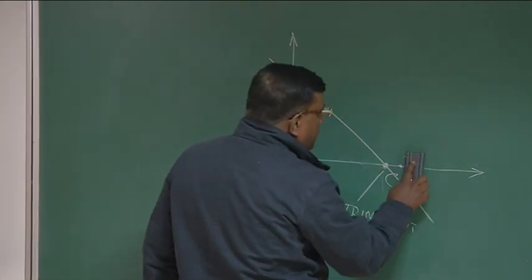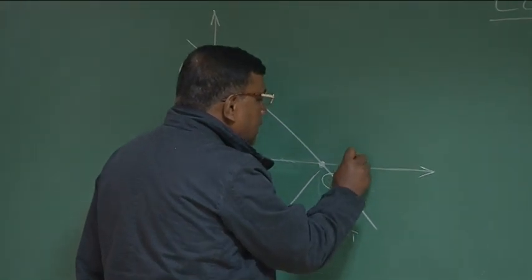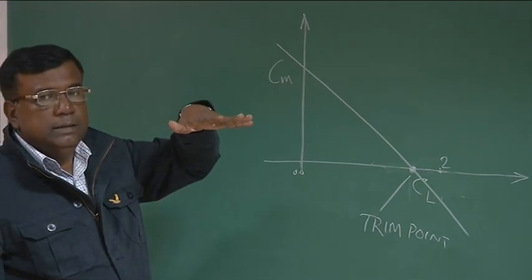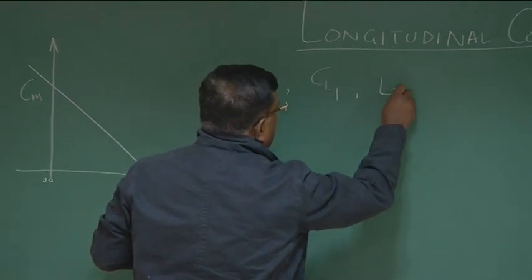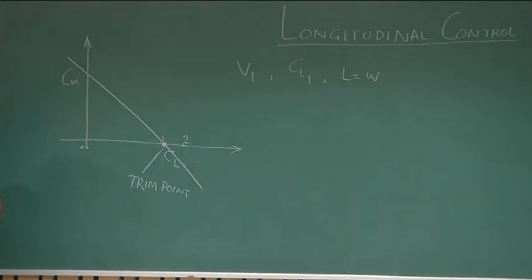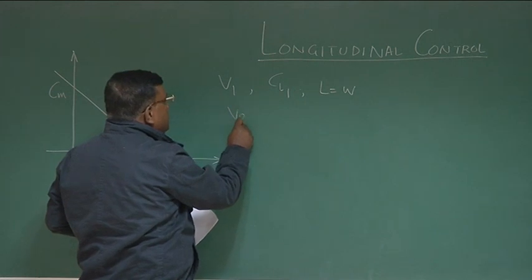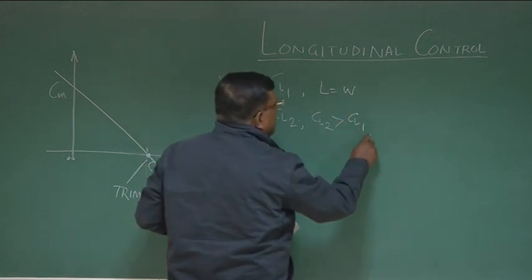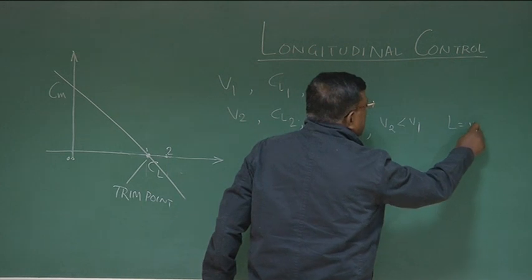Now our problem of control is how to actually fly at a different Cl. We want to fly at a different Cl. A physical situation is, suppose I fly at a speed v1 at a Cl1, and I'm maintaining lift equal to weight. Now I want to fly at another trim, another cruise condition, where v1 becomes v2 and Cl becomes Cl2, and Cl2 is greater than Cl1, so naturally v2 will be less than v1, because weight is the same and I am maintaining lift equal to weight at the same altitude.